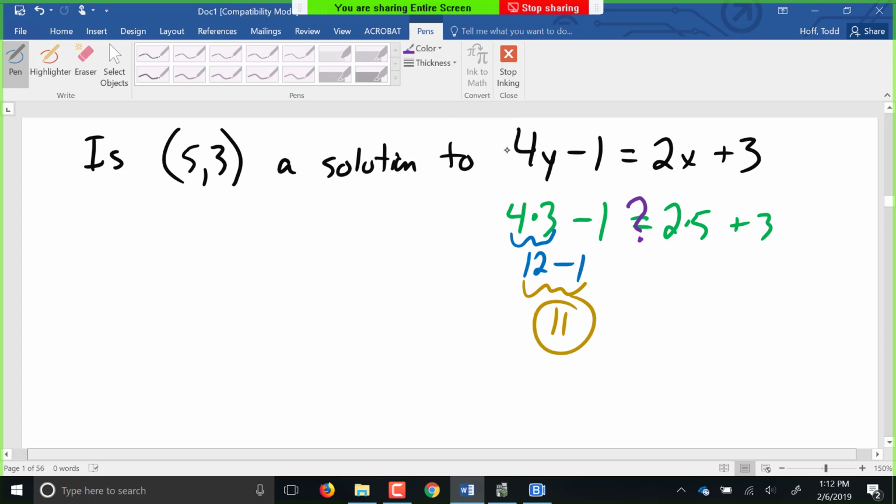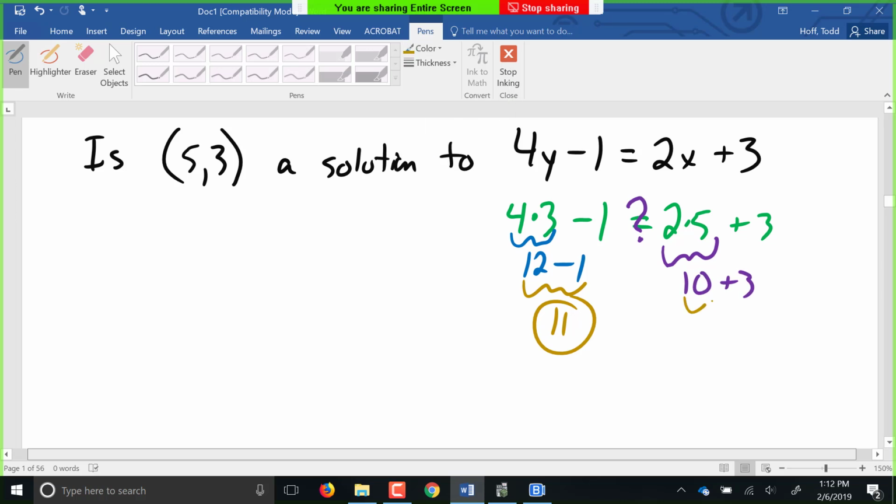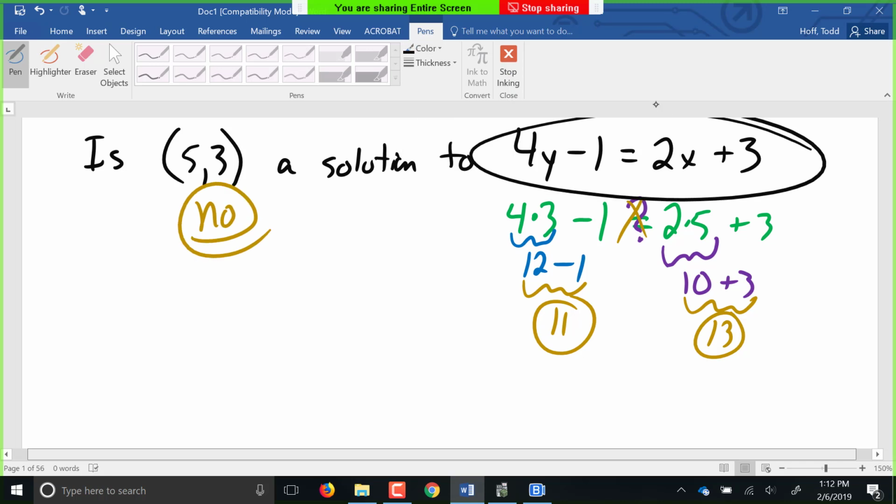And then 2 times 5 is 10, plus 3 is 13. Is that equal? No, it is not equal. So no, it is not a solution because it doesn't give us the same value on both sides of that equation.